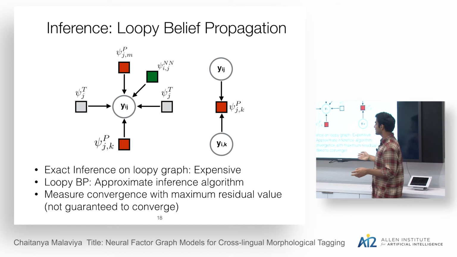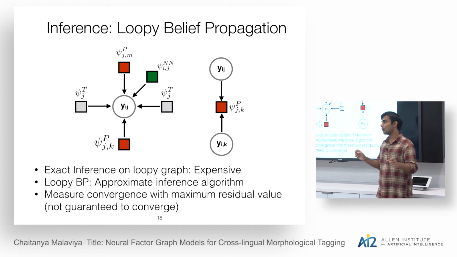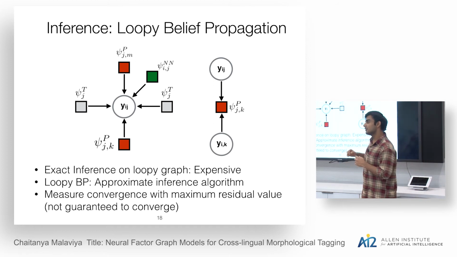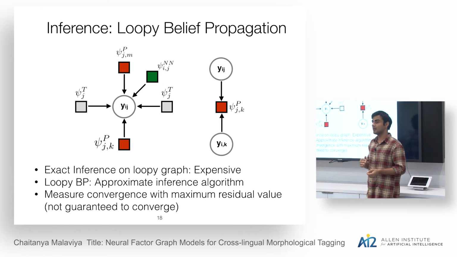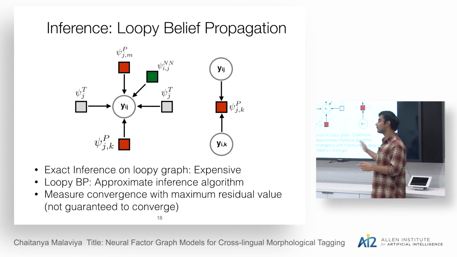The way we measure convergence is by using something called the maximum residual value, which is basically the log of the maximum difference in the messages passed in a specific iteration of belief propagation from the previous iteration. So if there is very little difference in the messages that are being passed in an iteration of BP, then we would consider it to have converged. But something to note here is that it's an approximate inference algorithm. It's not always guaranteed to converge, although empirically we observe that it converges in most cases.